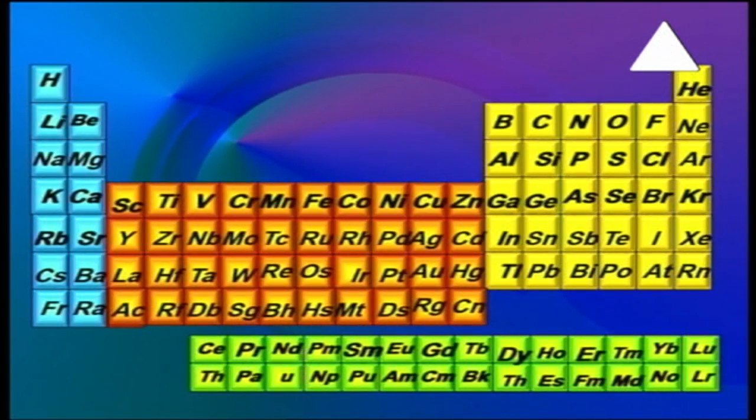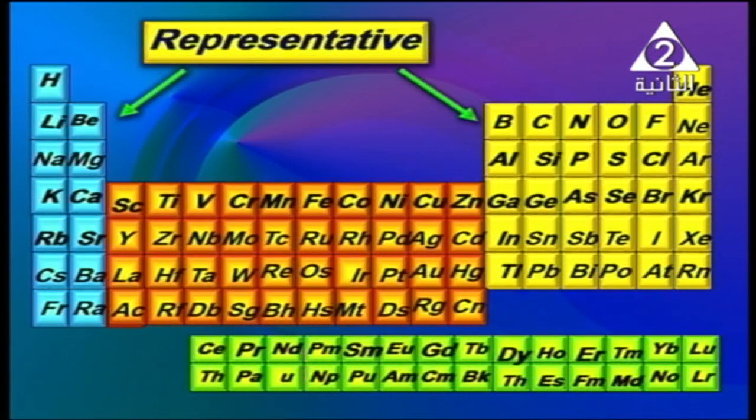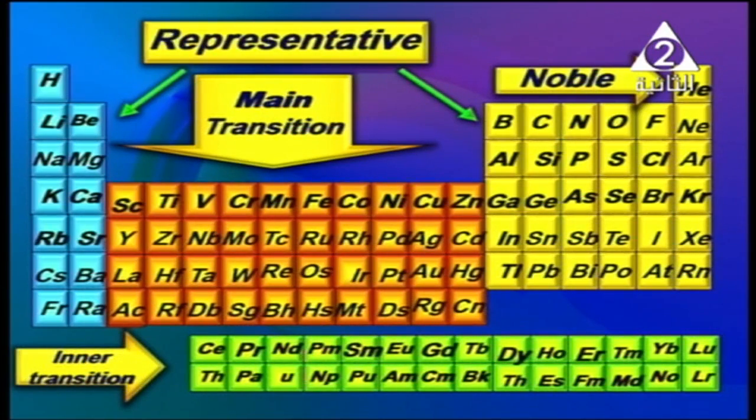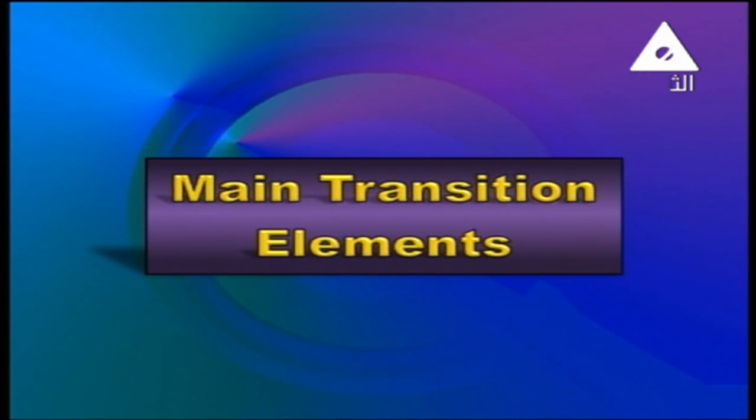As shown on the screen, these elements of s and p block are called representative elements, but the end of the p block, which has 6 electrons in the p sublevel, and helium 1s2 are called noble elements. The elements in the middle of the periodic table are called main transition elements, and the elements below the table that end by filling the f sublevel are called inner transition elements. Today we are going to discuss the main transition elements.